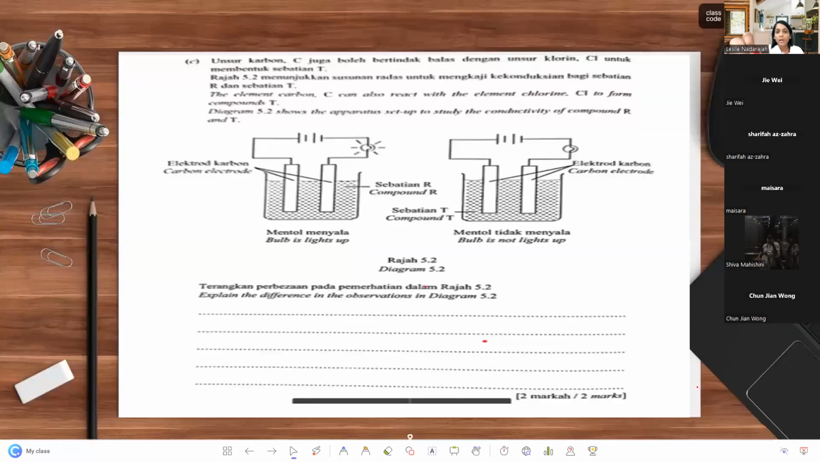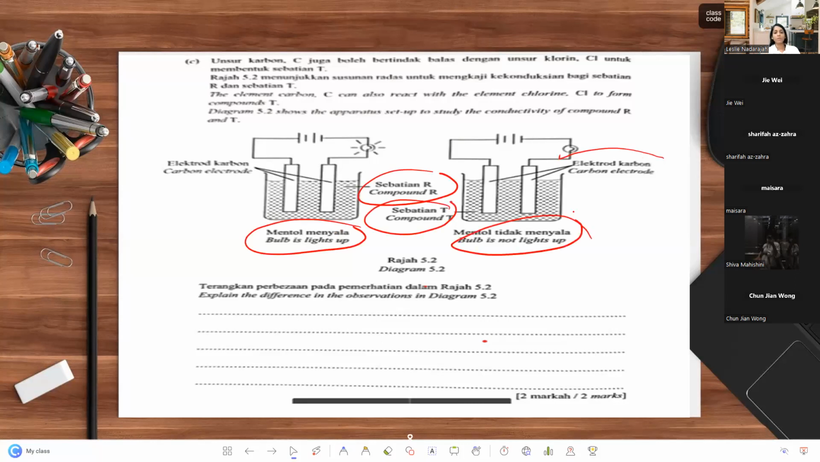Okay, next part of the question. Why is there a difference? Same thing that you just did just now. In compound R, the bulb lights up. In compound T, the bulb does not light up. This is a very famous SPM question. Explain the difference here. Why is there a difference in this observation? So this one, 2 marks.